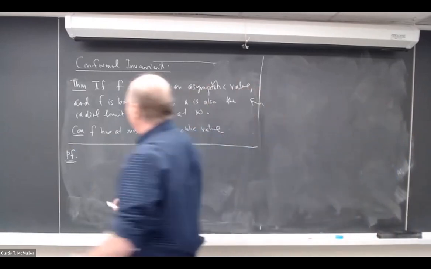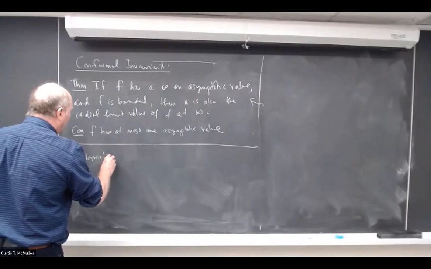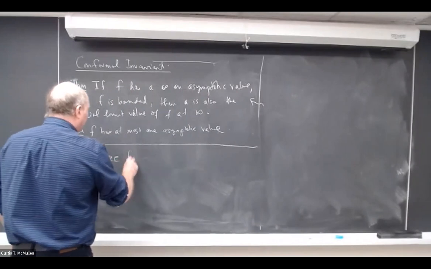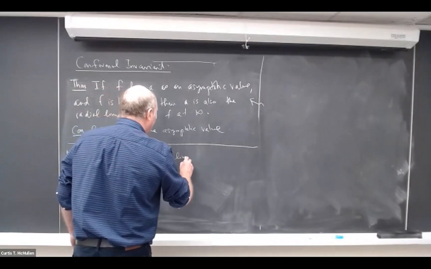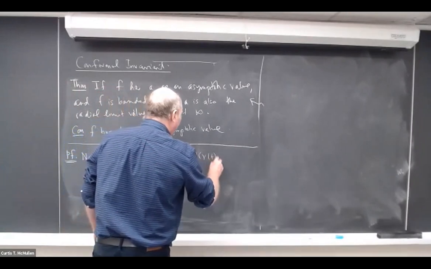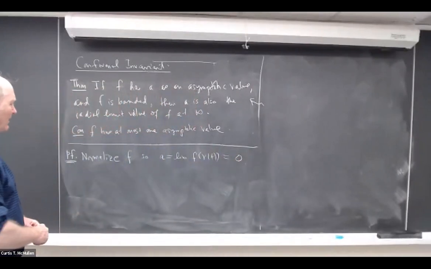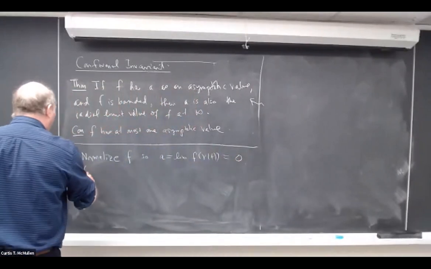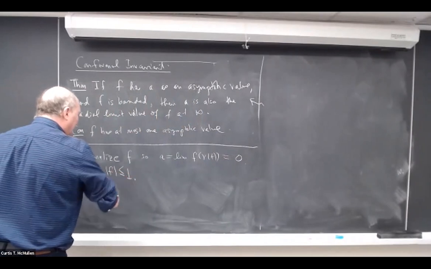let's first normalize f. That is, multiply it by a constant and add a constant. So the asymptotic value A, which is the limit of f along gamma of t, is just equal to 0. So f is converging to 0 on some path. And we can also normalize so the absolute value of f is less than or equal to 1.